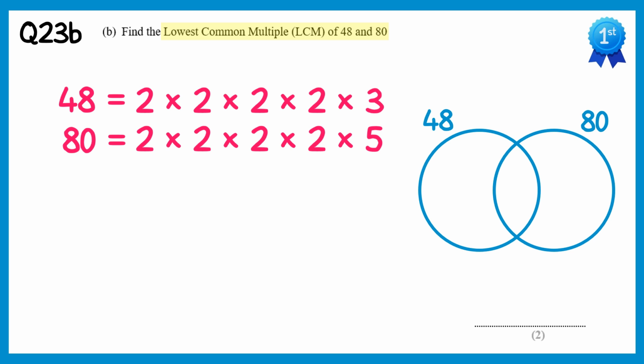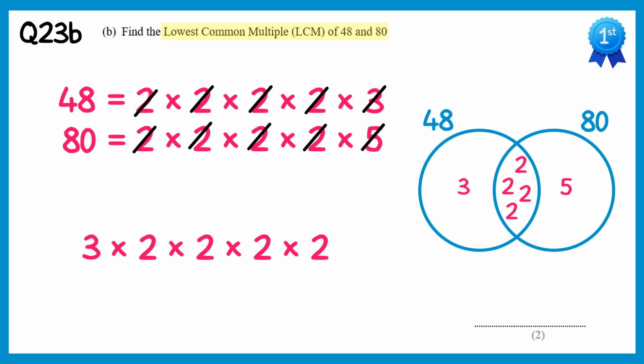So all of these 2's actually match, so we can write those in the middle. And then we're left with a 3 for the 48 circle and a 5 for the 80 circle. Now the lowest common multiple is different to the highest common factor. This time you want to multiply all of the numbers that are inside this Venn diagram. So we've got that 3, and then we're going to times that by 2 times 2 times 2 times 2, and then times this by 5. You can type all of this into your calculator and it gives you the answer 240.